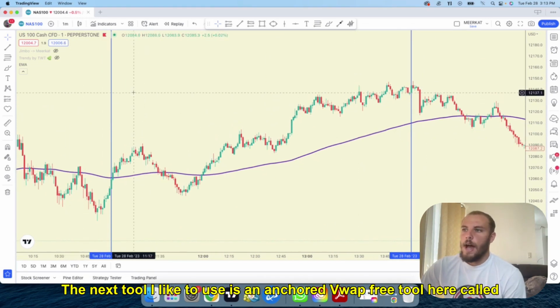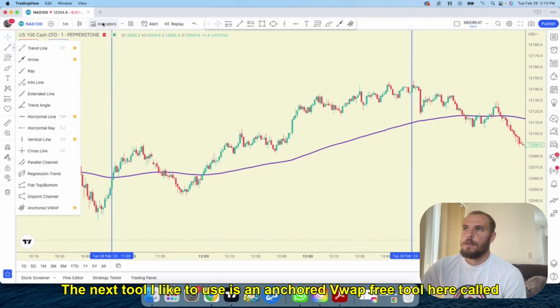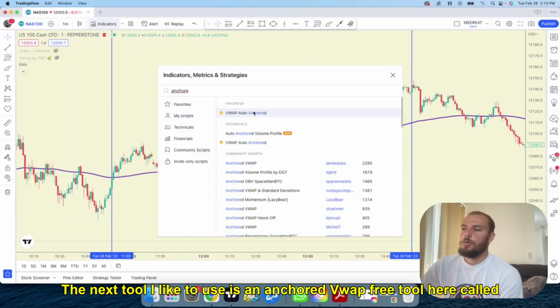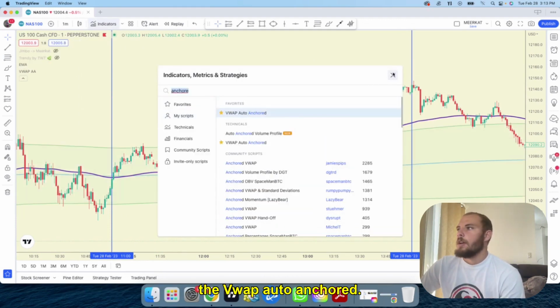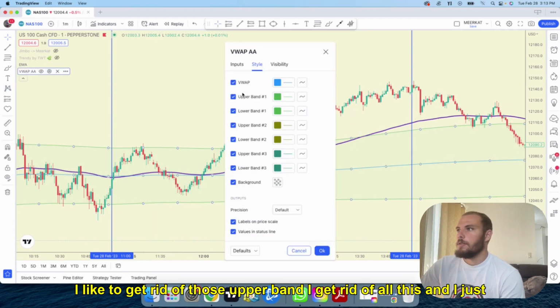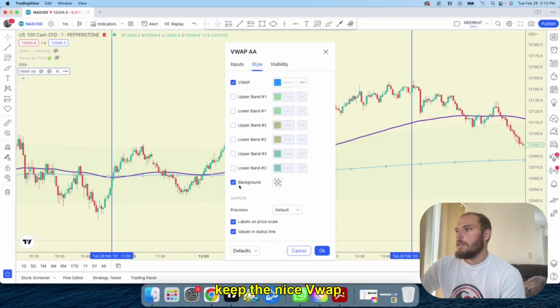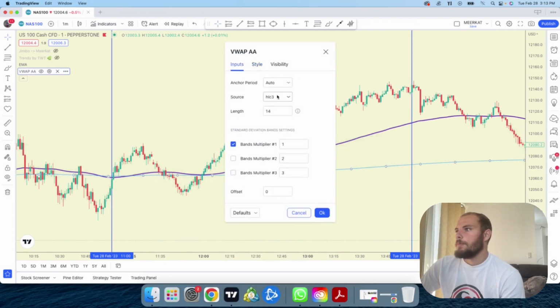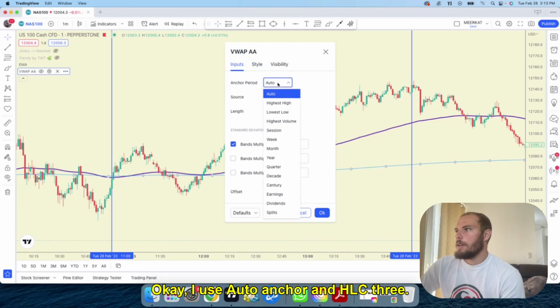The next tool I like to use is an anchored VWAP. Free tool here called the VWAP Auto Anchored. You can click that. It's going to give you these weird bands. I like to get rid of those. Upper band, I get rid of all of this, and I just keep the nice VWAP. Okay, I use Auto Anchor and HLC3.